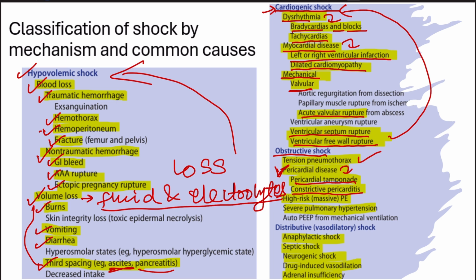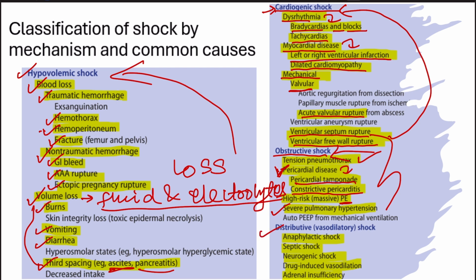Also, we have other conditions where there is obstruction, that is in case of pulmonary embolism. If it is a massive pulmonary embolism, then it will also stop the flow of blood from the heart. Then we have severe pulmonary hypertension, which will also restrict the flow of blood out of the heart. So all these things will lead to obstructive shock.